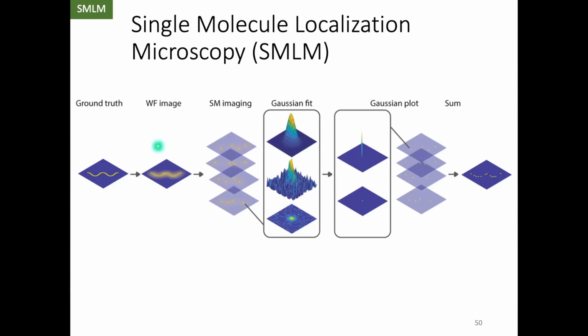So I'm taking many images, and in each image, different dyes are blinking. But since they are well separated, I can localize their center by fitting the point spread function onto that profile. And therefore, I can determine their location. And then I can sum that up, and I can get very high resolution images of my object.